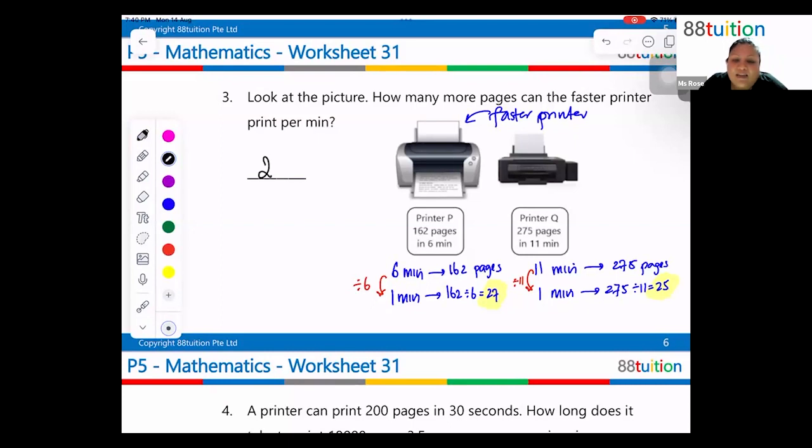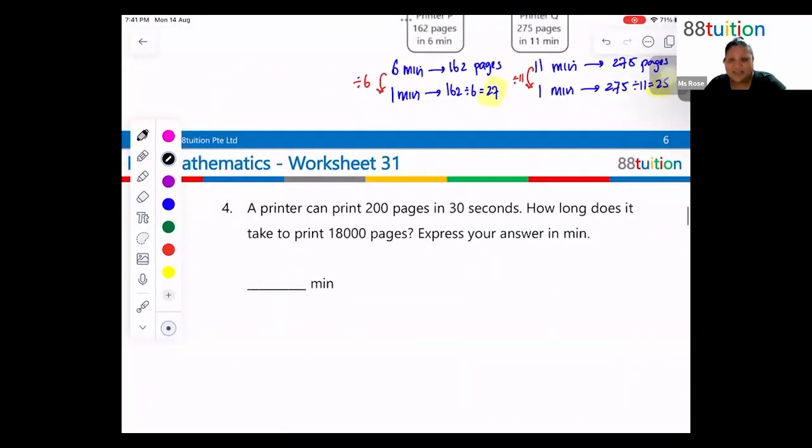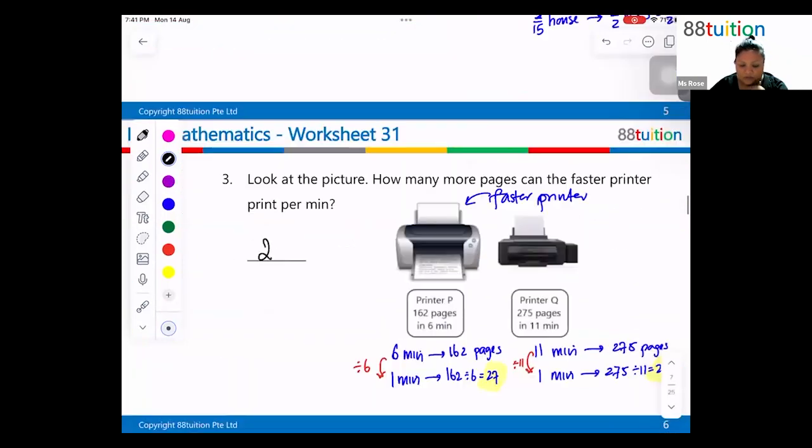Now, if I look at the rest of you, your answers for question 3, some of you actually put 25, some of you put 27. You must read the question. What is the question asking? Okay, so be very careful. Now, for the next question, question number 4, some of you wrote down the wrong values. So again, we follow the same concept as what we have done in question 2.